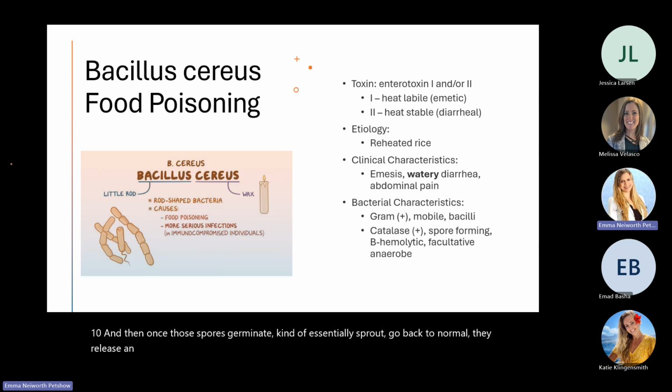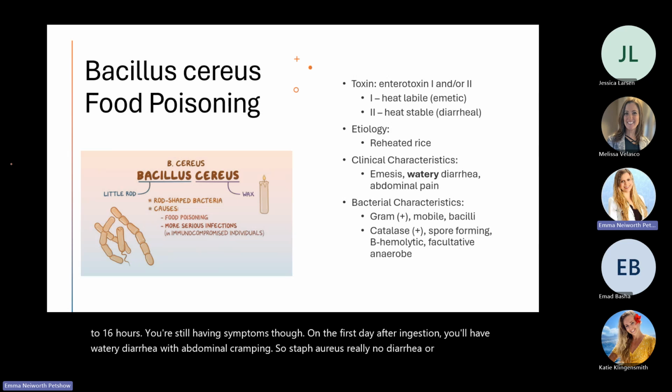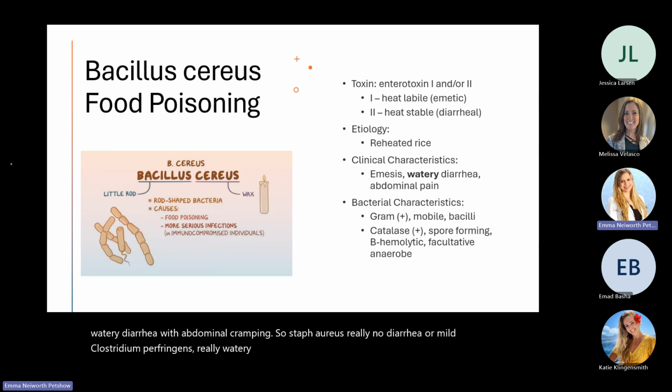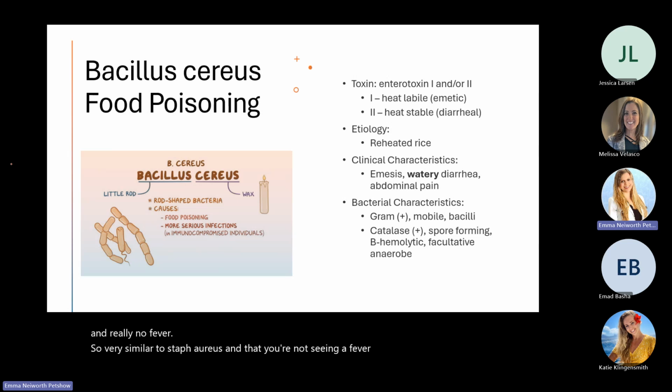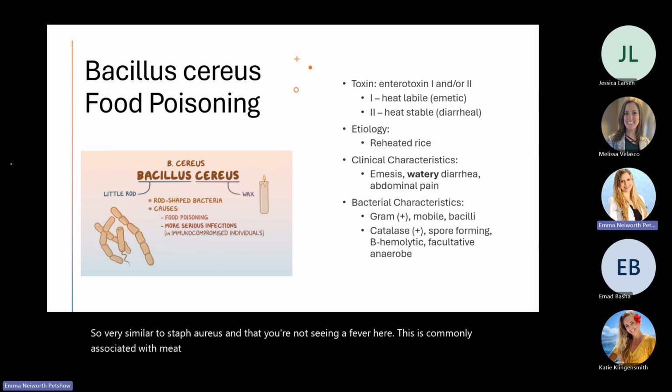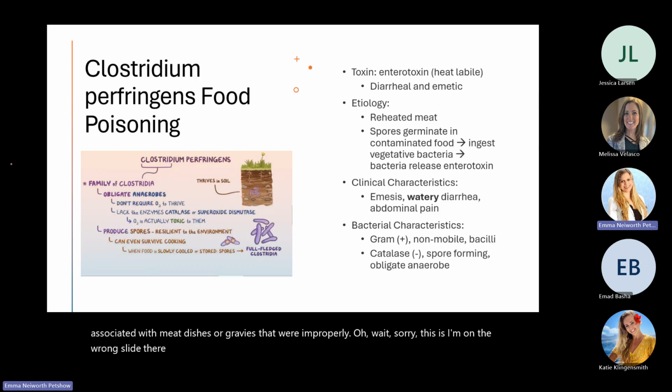Symptoms will be a little bit delayed compared to Staph aureus, 8 to 16 hours. You're still having symptoms on the first day. After ingestion, you'll have watery diarrhea with abdominal cramping. Staph aureus has really no diarrhea or mild. Clostridium perfringens has really watery, severe diarrhea and cramping. No vomiting and really no fever, very similar to Staph aureus in that you're not seeing a fever here. This is commonly associated with meat dishes or gravies that were improperly, oh wait, sorry, I'm on the wrong slide. There we go, improperly reheated. Again, this is toxin mediated and usually self-limited.